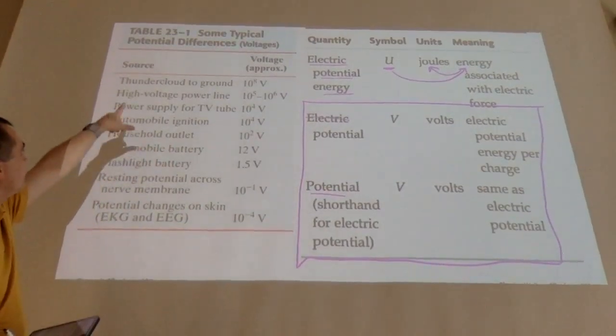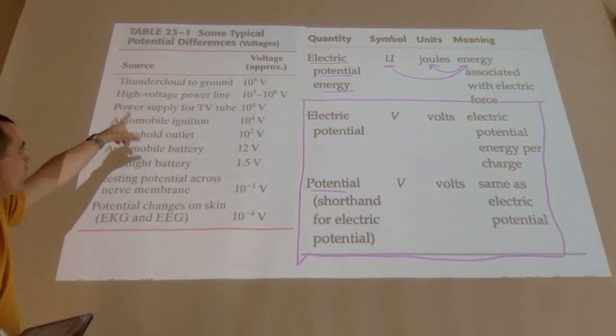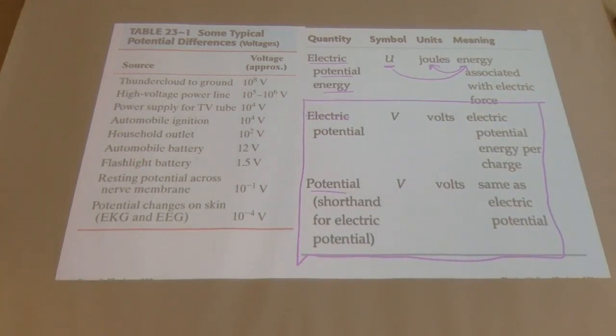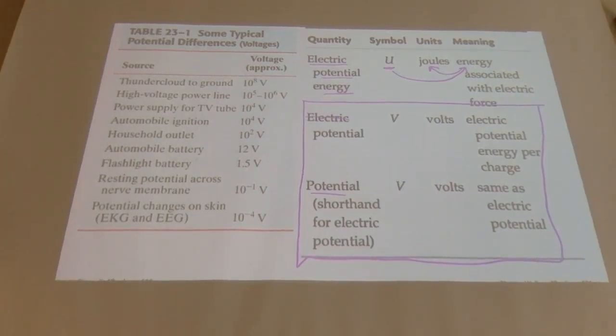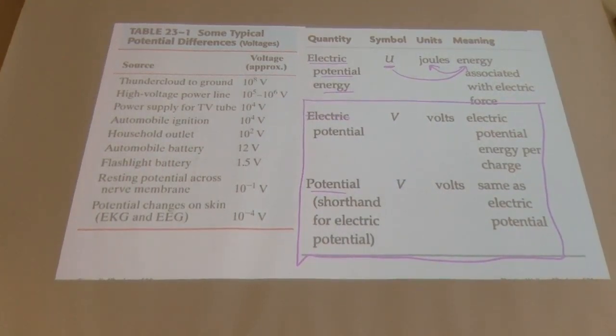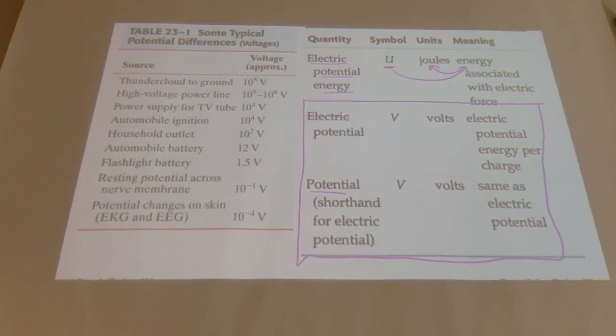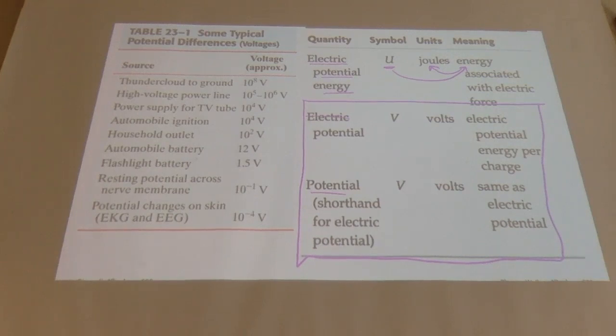Until we get all the way up to the top, thundercloud to ground, which results in lightning. Lightning happens because there's charge that's moving from a very high potential to a very low potential, and you can see the difference in potential there is 10 to the 8th volts, which results in quite the current flow or charge flow from clouds to ground, which is kind of scary, but a little exciting to watch, okay?